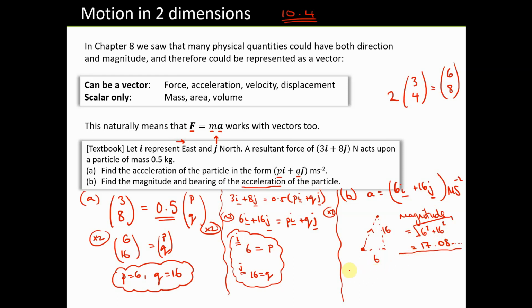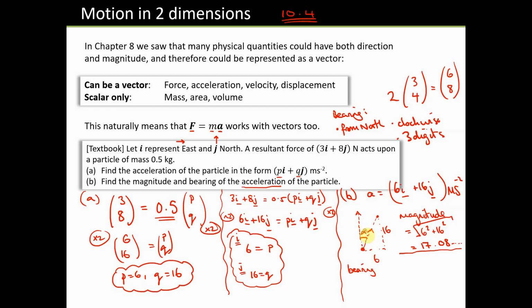And then when we go to find the bearing, remember there's 3 rules for bearings. You measure from north, you go clockwise, and your answer needs to have 3 digits, no decimals. So let's draw the north line in. What we're actually concerned about for the bearing is this. Bearing of the acceleration, so from north to the line that our acceleration draws.